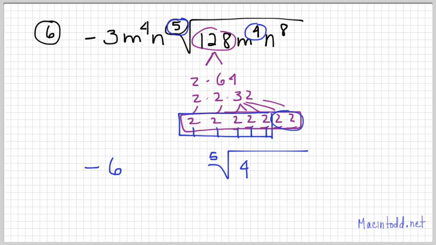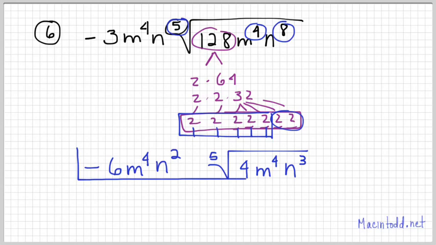M to the 4th, that's not divisible by 5, so it stays. N to the 8th, 5 goes into 8 one time, so an n comes out. This m to the 4th stays. Another n comes out to join it. Now when I did 8 divided by 5, that gave me 1 with a remainder of 3. And so my final answer, negative 6 m to the 4th n squared, 5th root of 4 m to the 4th n cubed.